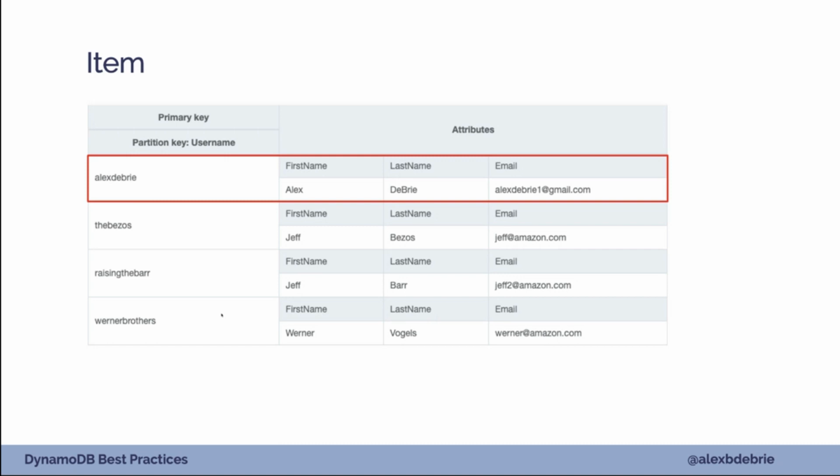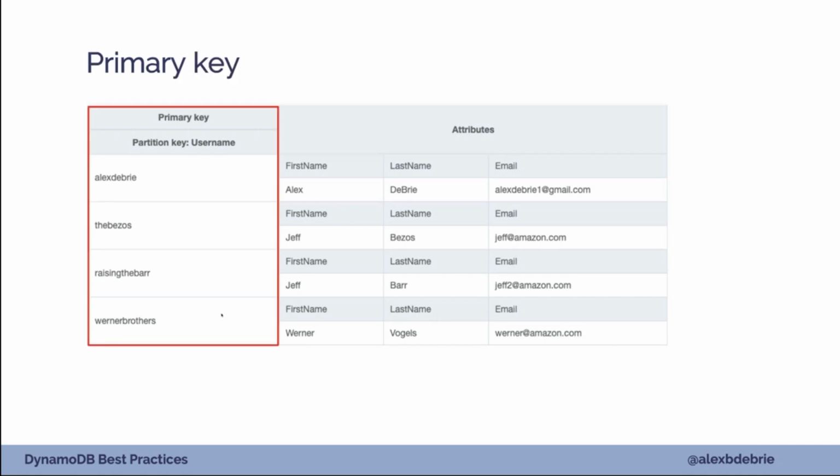Now, when you create your table, you need to specify a primary key, and every item in your table needs to have that primary key. And that's what we have here on this table. We're using a primary key of username, and every item in our table will have that. It also must uniquely identify each item in that table. So you can't have two items that have the exact same primary key. They would just override each other if you tried to do that.